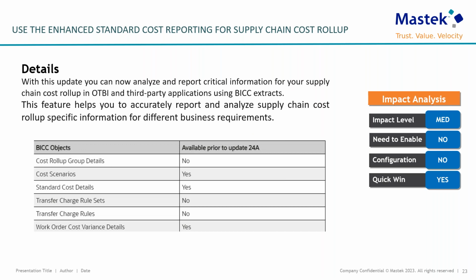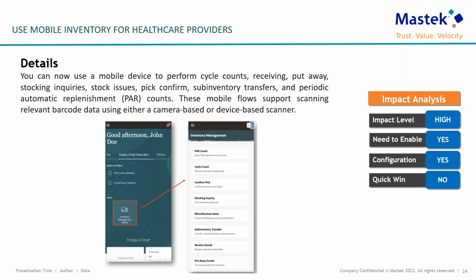Moving further, use the enhanced standard cost reporting for supply chain cost roll-up. We can analyze and report critical information for our supply chain cost roll-up in OTBI and third-party applications using BICC extracts. This feature helps us to accurately report and analyze supply chain cost roll-up specific information for different business requirements. And we don't have to do anything to enable this feature, and we also don't need to do any configuration. So it is a quick win for us.